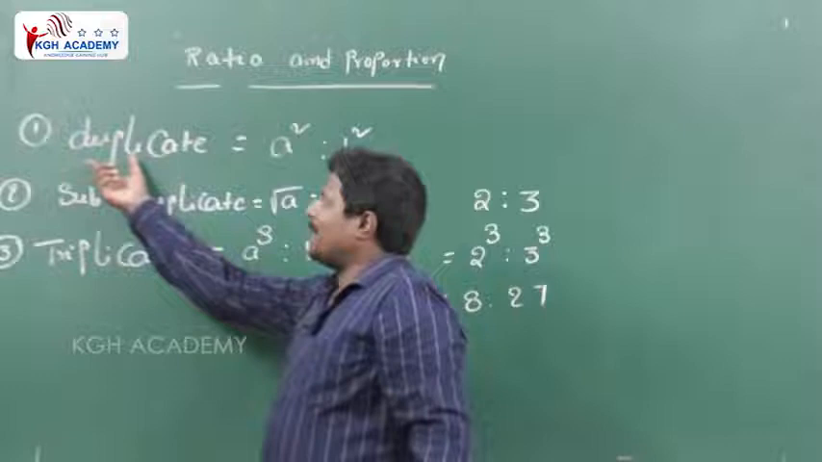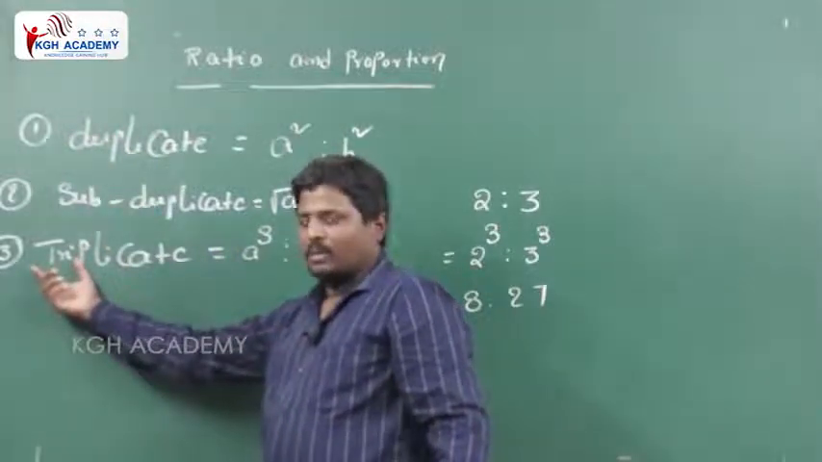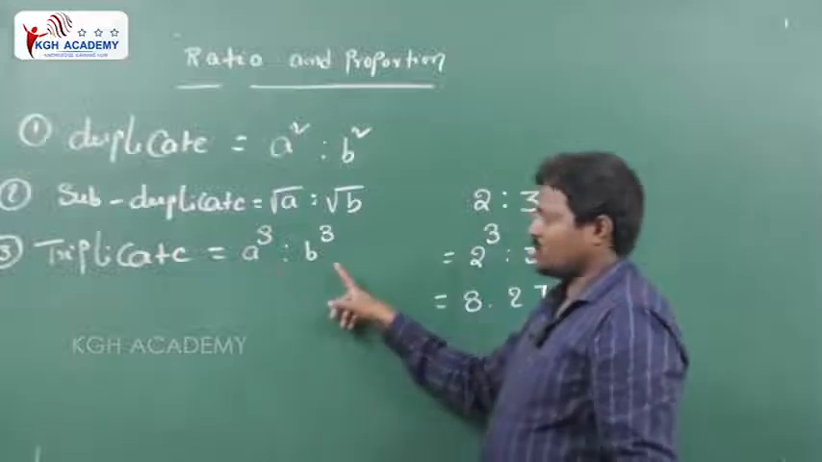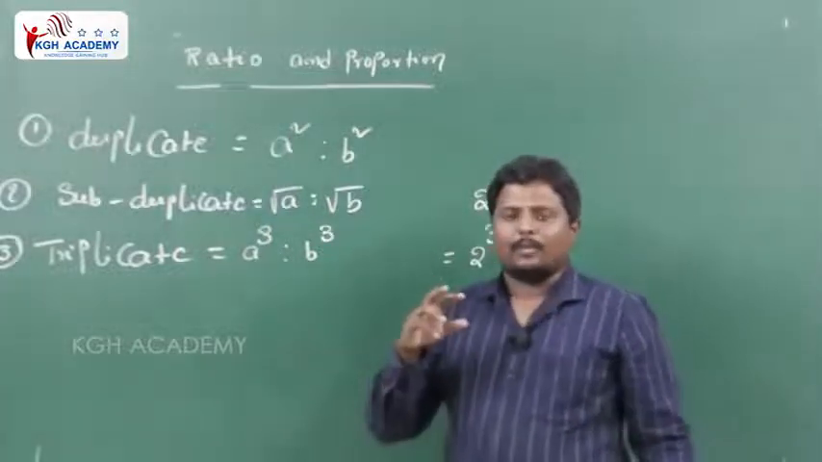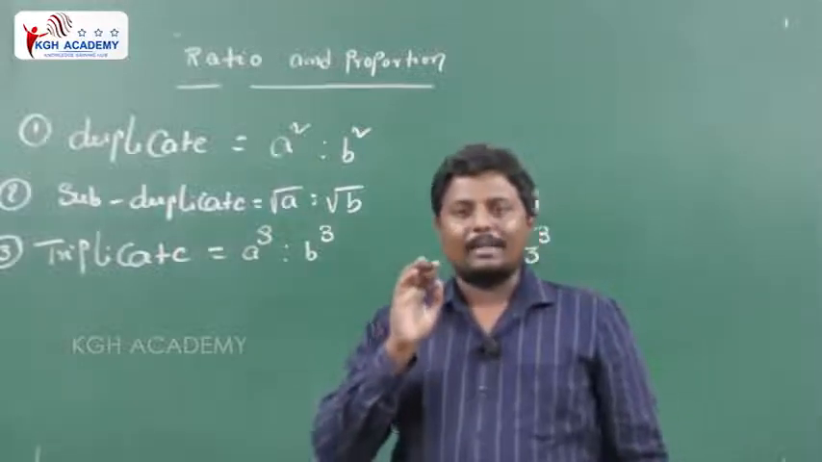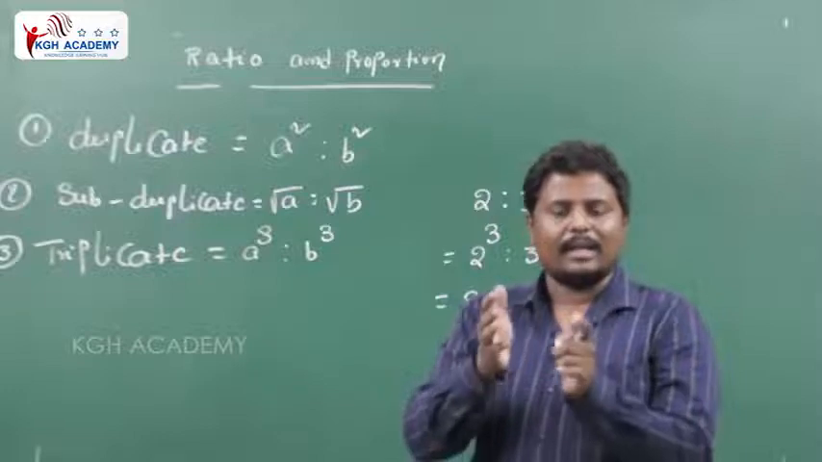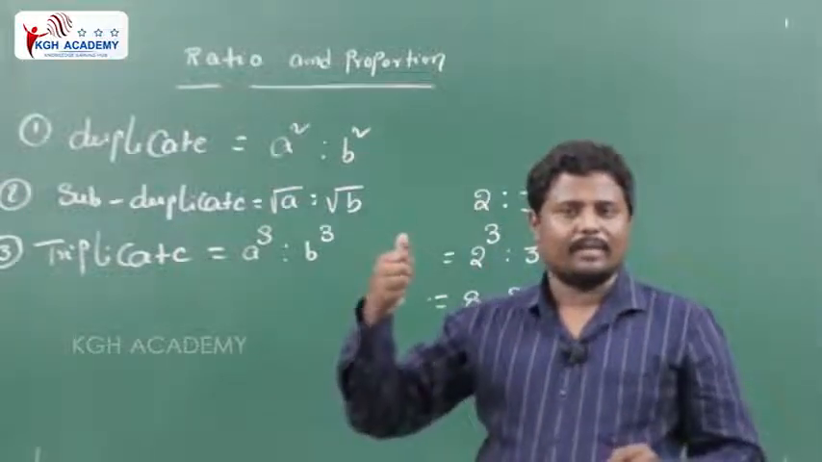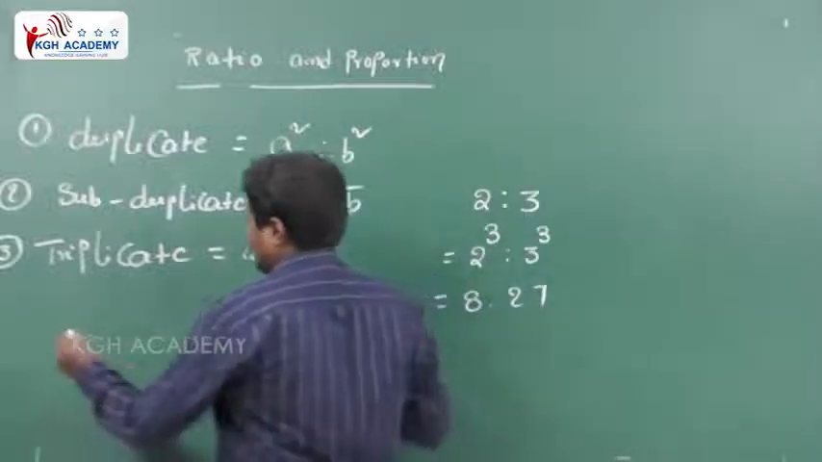Duplicate means 2, and tri means 3. That's why it is a cube is to b cube. And for example, if you take 3:5, what is the triplicate ratio? We need to take 3 cube and 5 cube. 3 cube is 27, 5 cube is 125. This is the triplicate ratio.